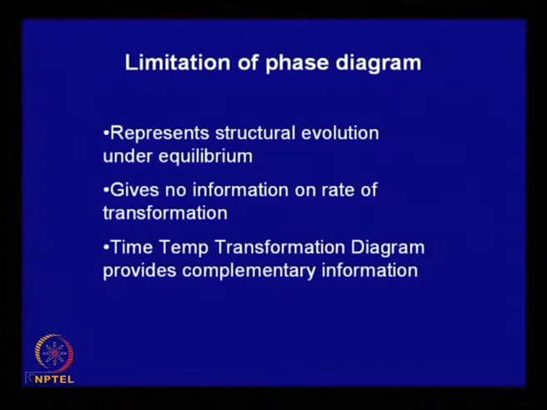Before we proceed further, let us look at certain limitations of phase diagrams which are given here. This phase diagram gives you structural evolution, no doubt, but only when the system is cooled at a very slow rate. This gives no information on the rate of transformation. There is another variety of diagram which is called time temperature transformation diagram or TTT diagram, which provides complementary information. Later on, we will look at this separately at a later stage.